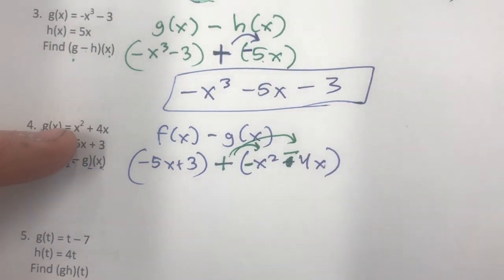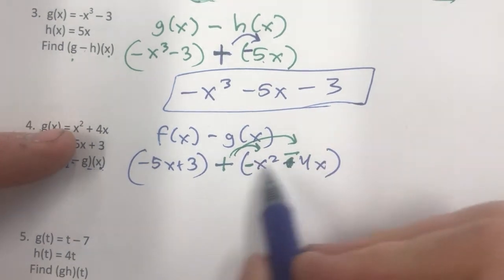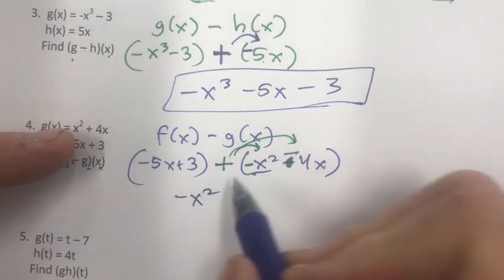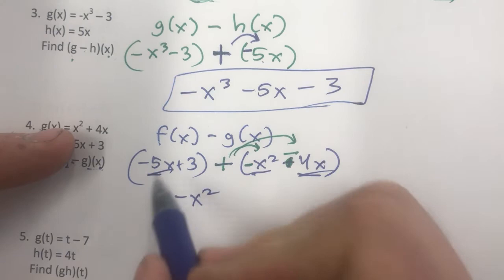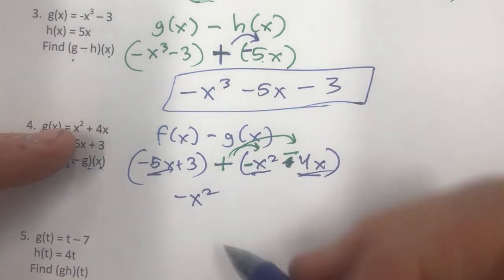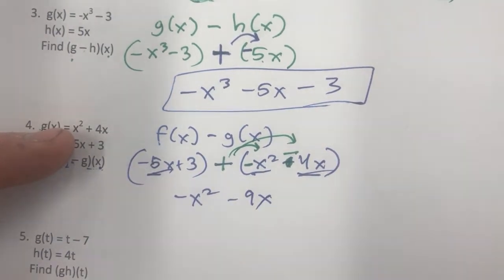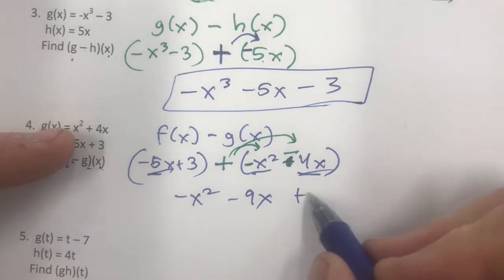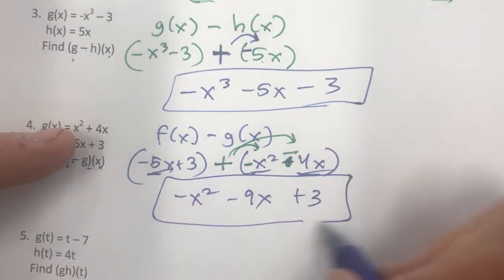And then we can add our like terms. So x squared goes first, and I just have this negative x squared. And then here are the x terms that go together. Negative 5 plus negative 4 is negative 9x. And then I've got this plus 3. And there you go. I think that's all I can do.